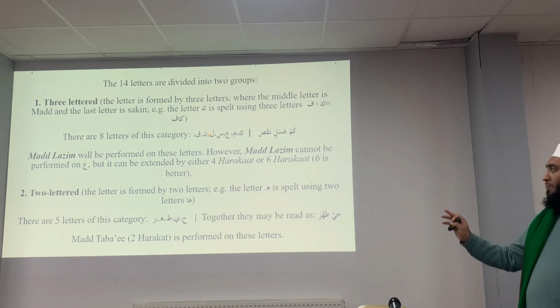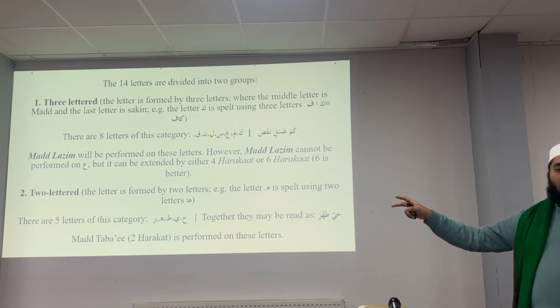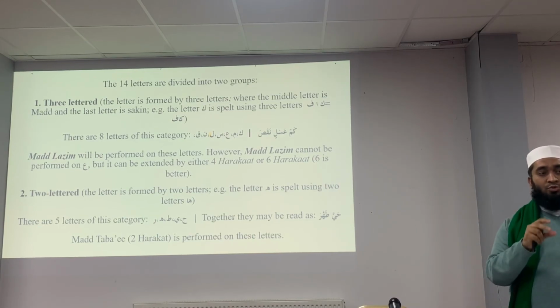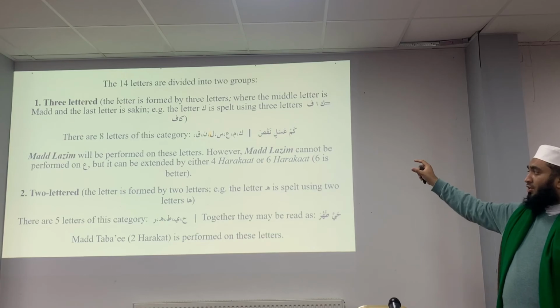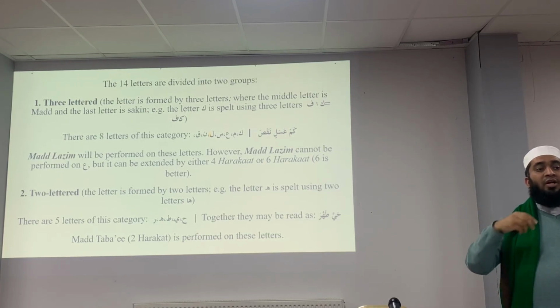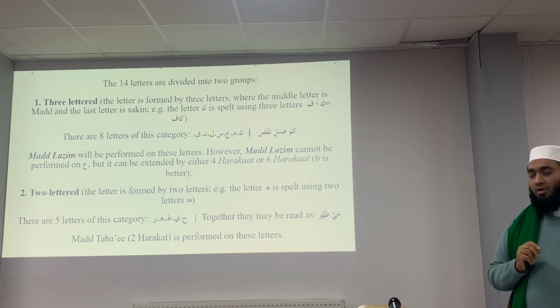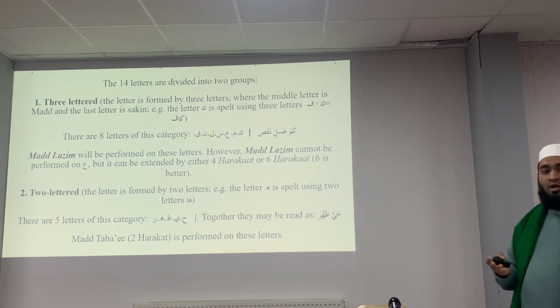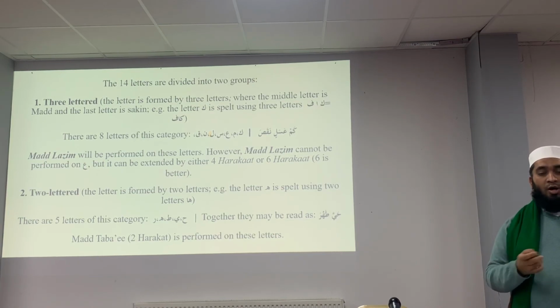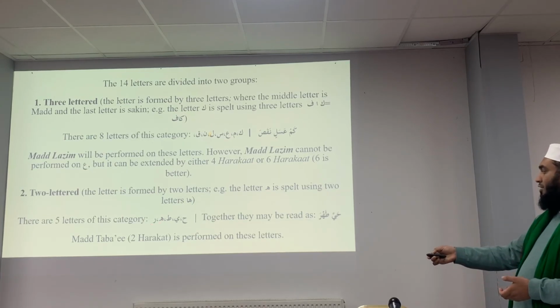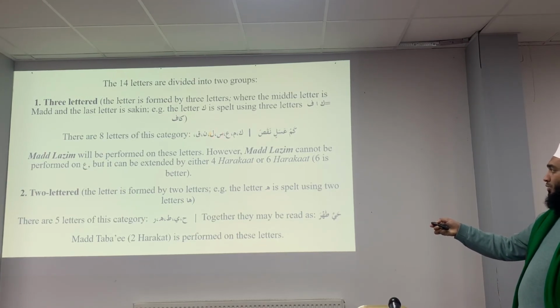So we found these are the 13 letters. Out of 14 letters, if you leave alif away, the rest of the 13 letters are used in some of the surahs of the Quran. Some of them are 3-lettered, some are 2-lettered. The 3-lettered ones will be read as 3 alif or 6 harakat long. The 2-lettered ones will be pronounced as 2 harakat long, one alif. So if you open Yasin, how long would the Ya be? 2. Sin, 6 harakat. Ya is 2 harakat because Ya is one of these 5, and Sin would be 6 harakat because Sin is among the 3-lettered ones.